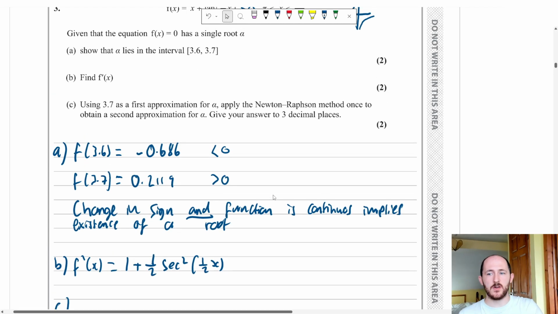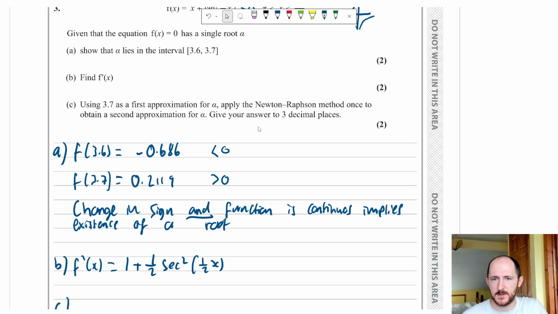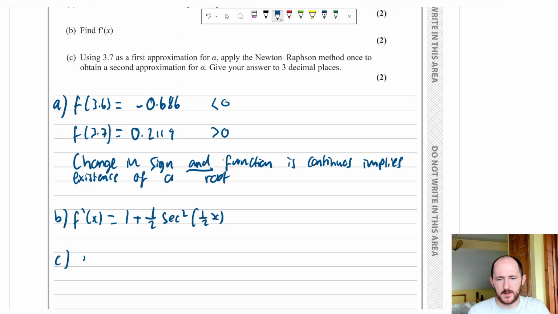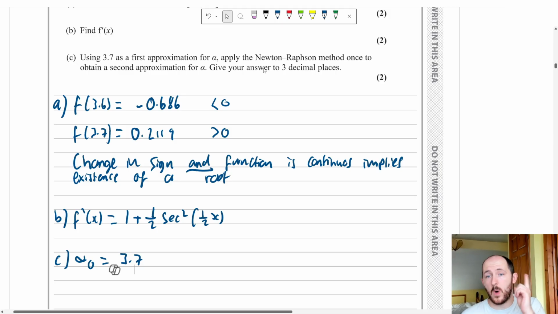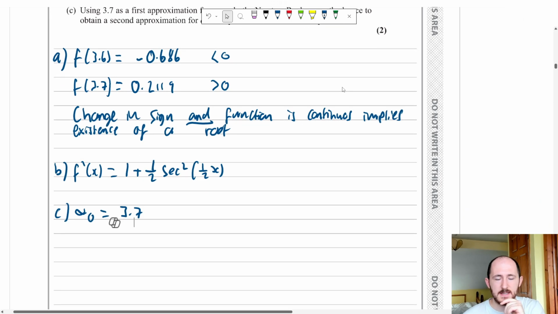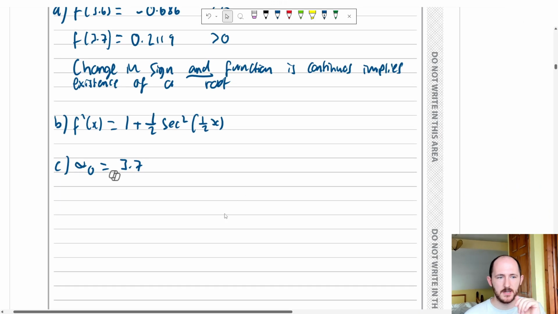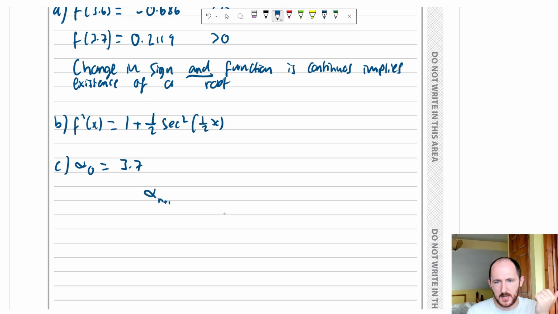And now for the slightly annoying method, which you do get given on your formula sheet, at least you did last year. I don't know about this year. Using 3.7 as the first approximation for alpha, so let's call it alpha 0, 3.7. Apply the Newton-Raphson method once, thank God, to find a second approximation for alpha, giving your answer to 3 decimal places. Now, in terms of the Newton-Raphson equation, you should be given this, but if you're watching this in the future, I don't know if they want to get rid of it in the formula sheets, so we'll see.